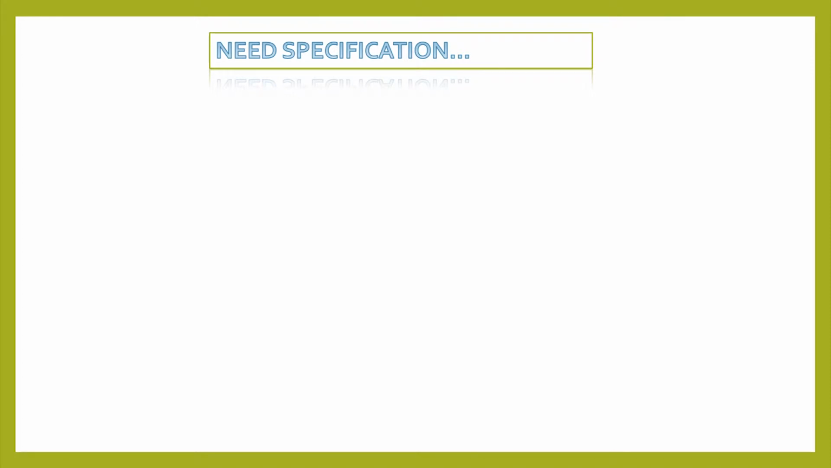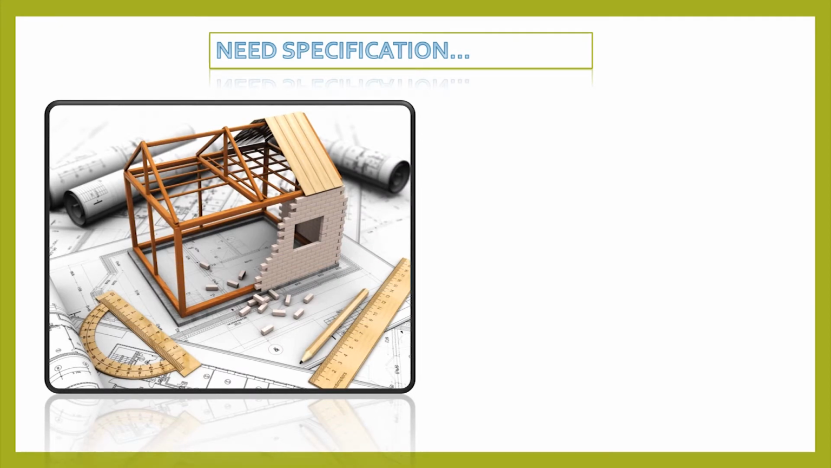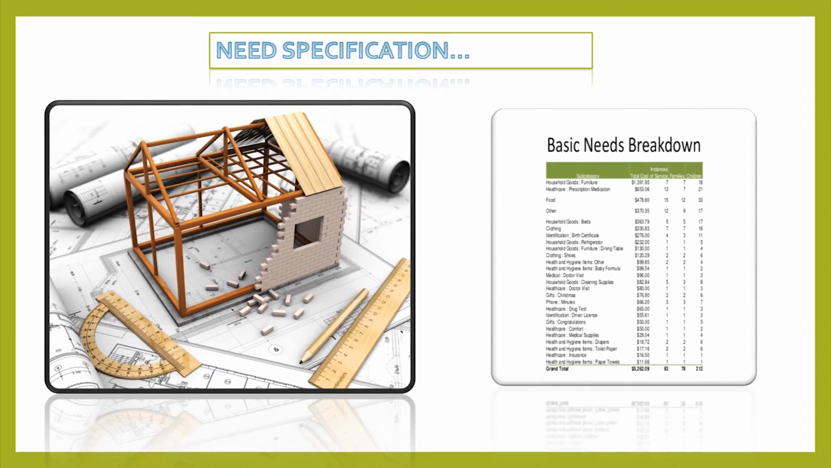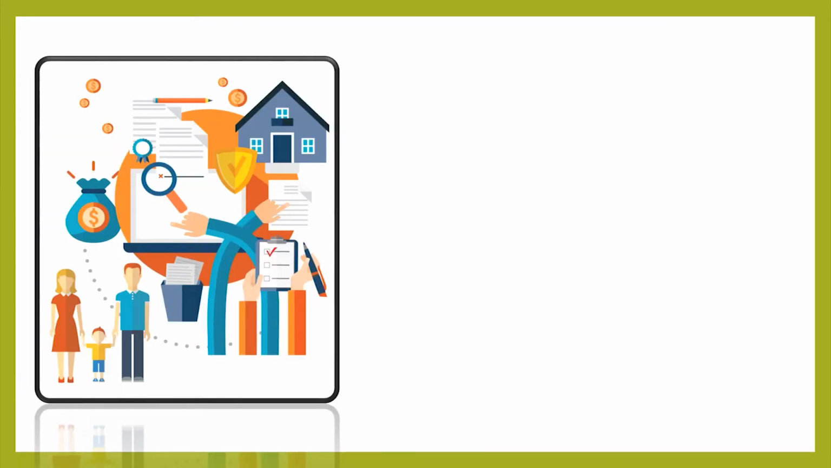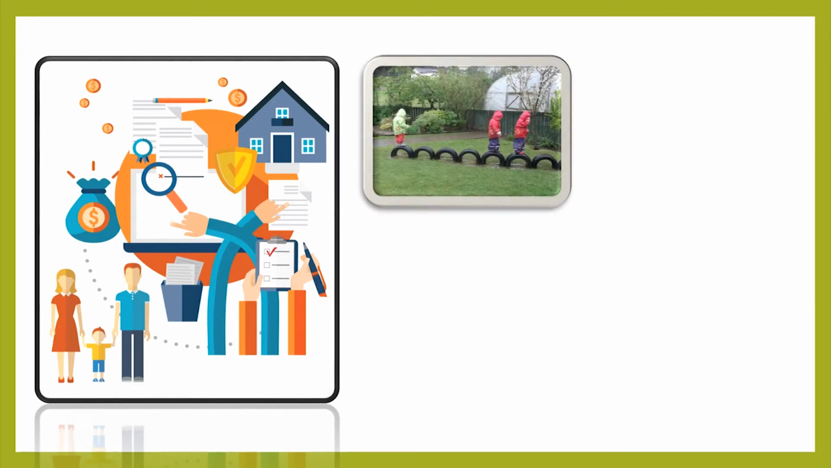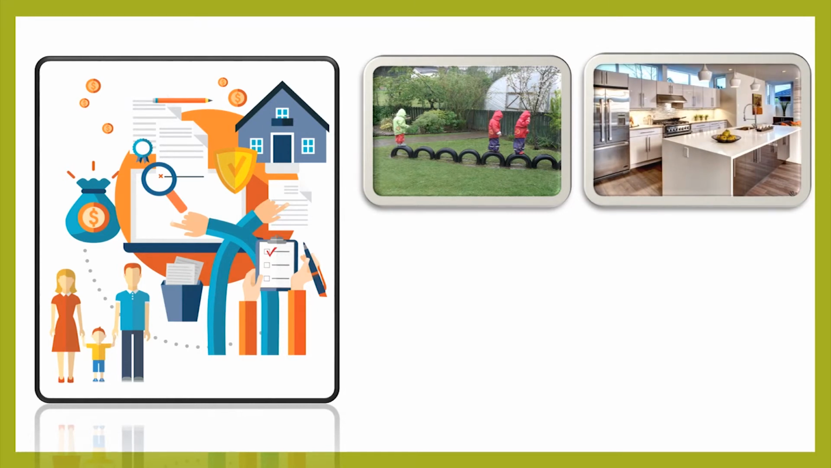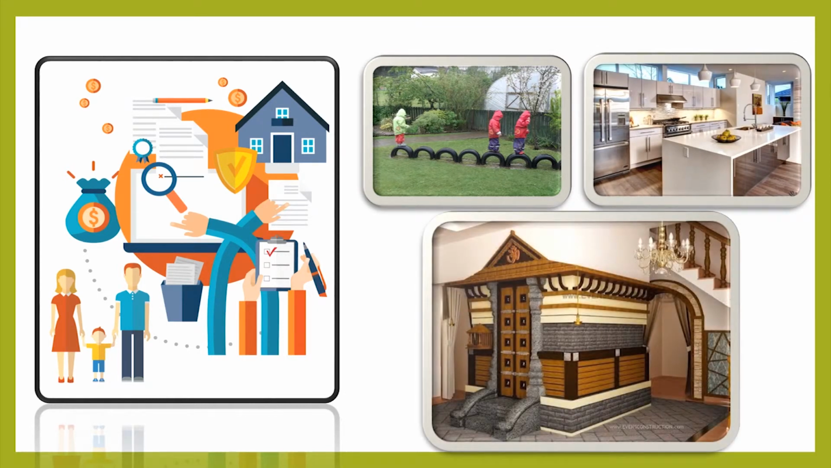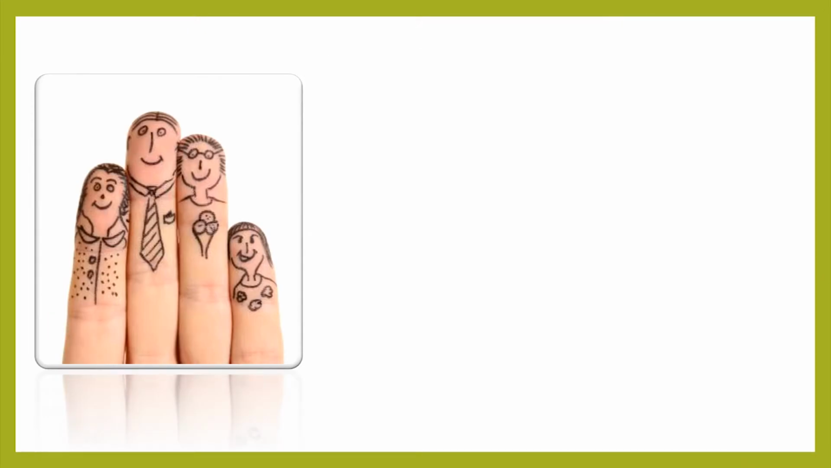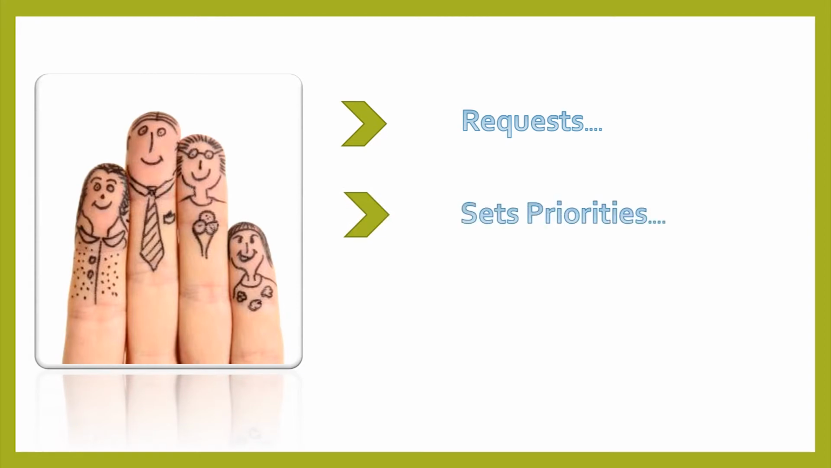For example, before building a house, the head of the family has to specify the needs of his family. Those needs are noted in consultation with the family members. Each member of the family would state his or her requirement. Children, for example, would like to have a large playing area. Mother would like to have a big kitchen. Grandfather might need a big room for himself, etc. Thus, the head of the family considers all the requests, sets priorities amongst them, and arrives at a decision.